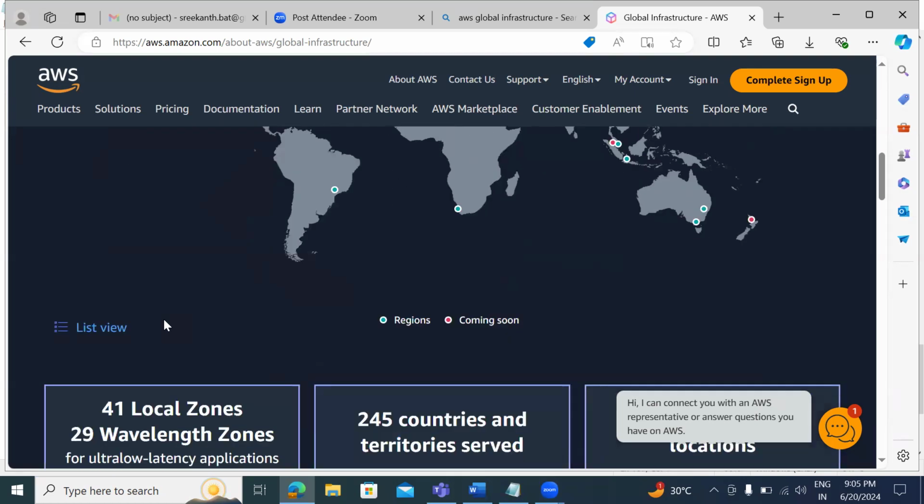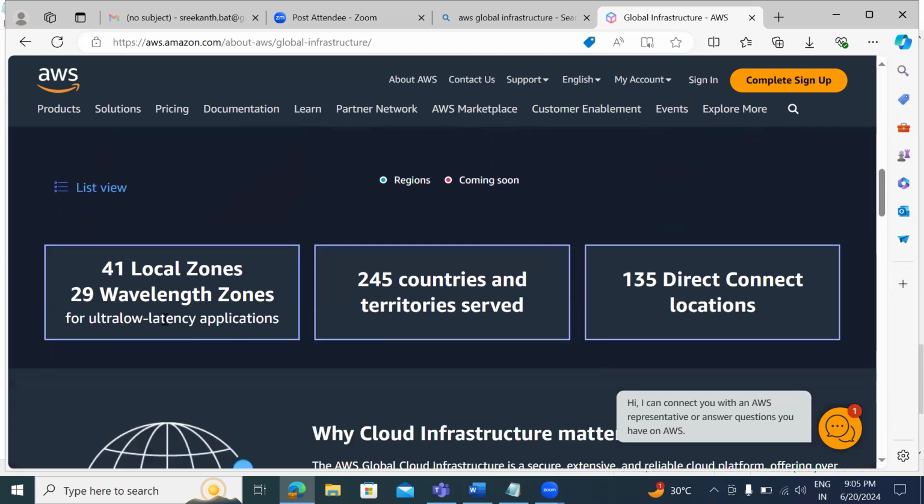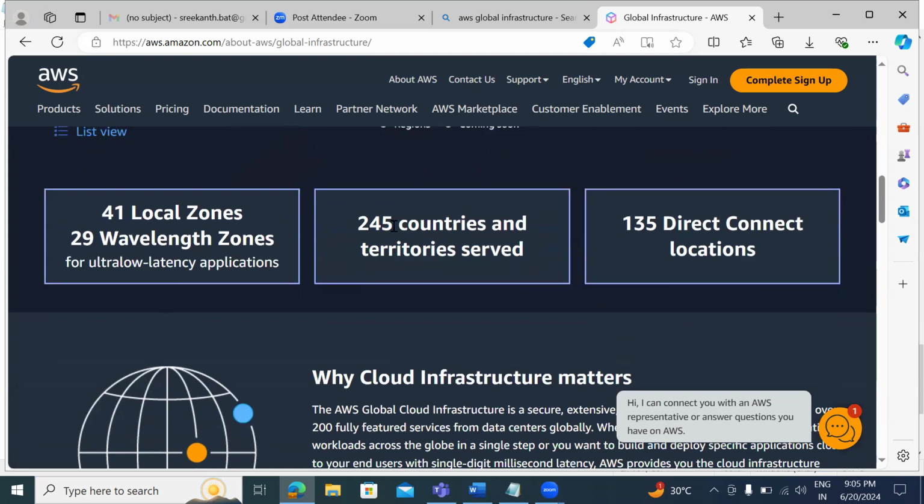Okay, so we will choose AWS services, which are offered by regions. There are only 33 regions, and a lot of countries have multiple, but it's used by 245 countries. And what are these local zones, we'll discuss, wavelength zones also we'll discuss. Then we have edge locations, direct connect locations. Globally they're expanding.